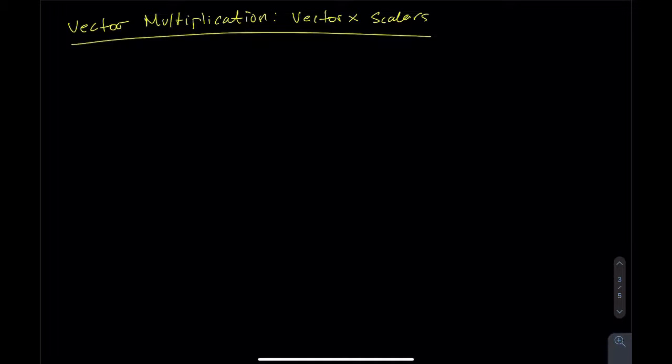Now we're going to talk about vector multiplication, but we're going to be multiplying a vector by a scalar. So let's do vector times scalars. That is the focus of the video today: multiplying vectors by scalars.